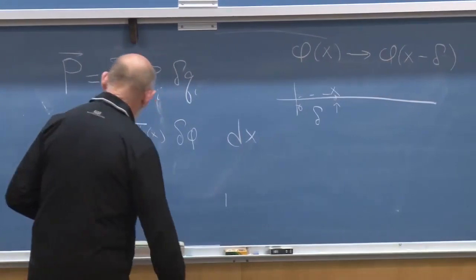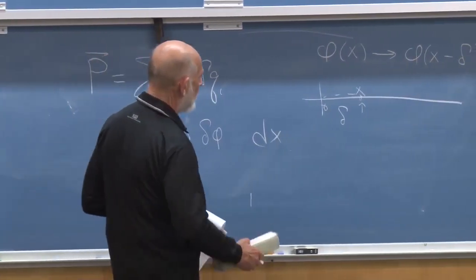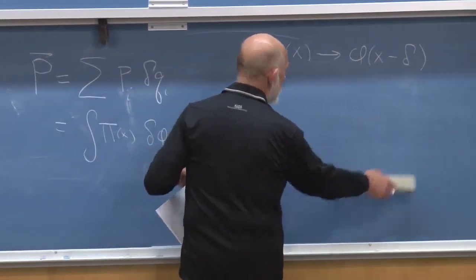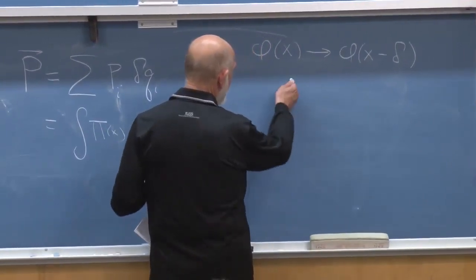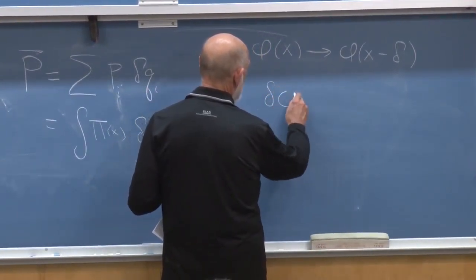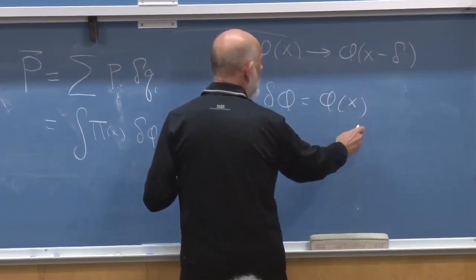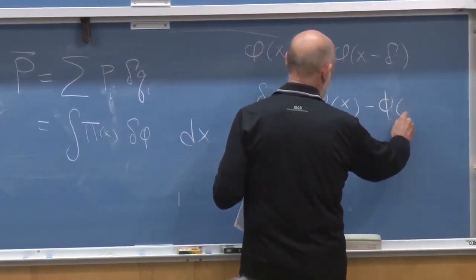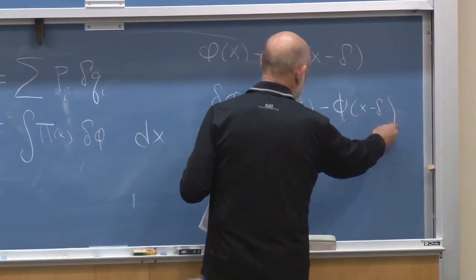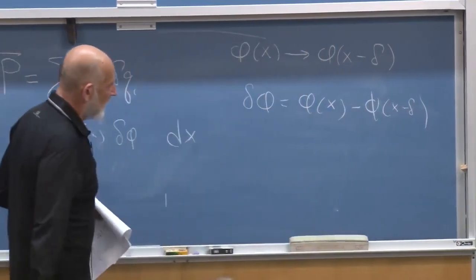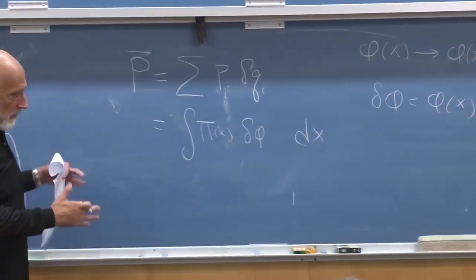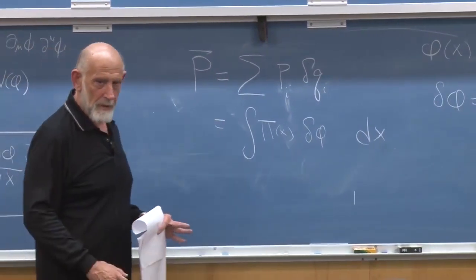Okay, so what is the change in phi? The change in phi is phi of x minus phi of x minus delta. That's the change in phi when you shift coordinates.